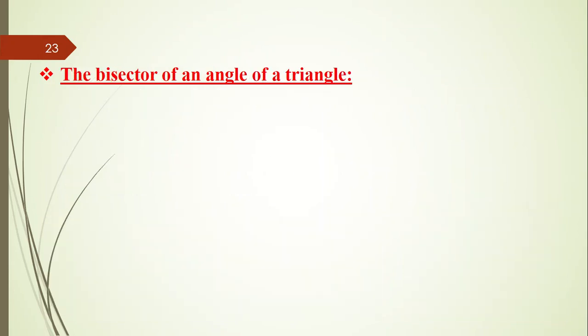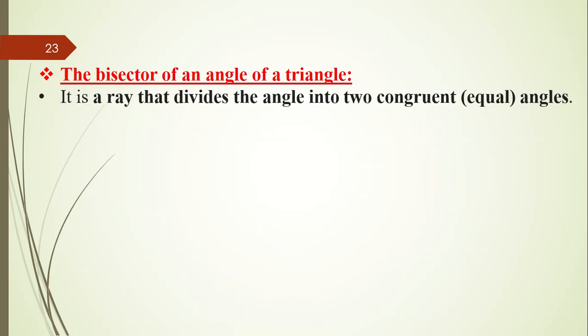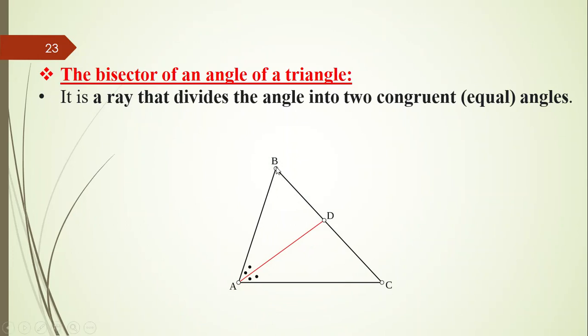The bisector of an angle of a triangle. The bisector is a ray that divides the angle into 2 congruent or equal angles. Congruent means equal. Okay, so it's a ray that divides the angle into 2 equal angles. For example, here we have the angle BAC, and we have the ray AD. Since AD is the bisector, we have 2 equal angles, which is BAD equals DAC.